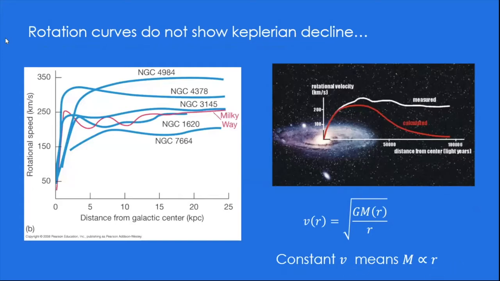However, observational rotation curves of galaxies, including our own, do not show Keplerian decline at outer radii, but instead they tend to be flat, as shown here in the picture. On the right is basically the sketch of the rotation curve that we expect compared to what is observed. From the relation of v to M here, we conclude that in order to have a flat or constant v, we need to have a mass distribution that varies linearly with r.